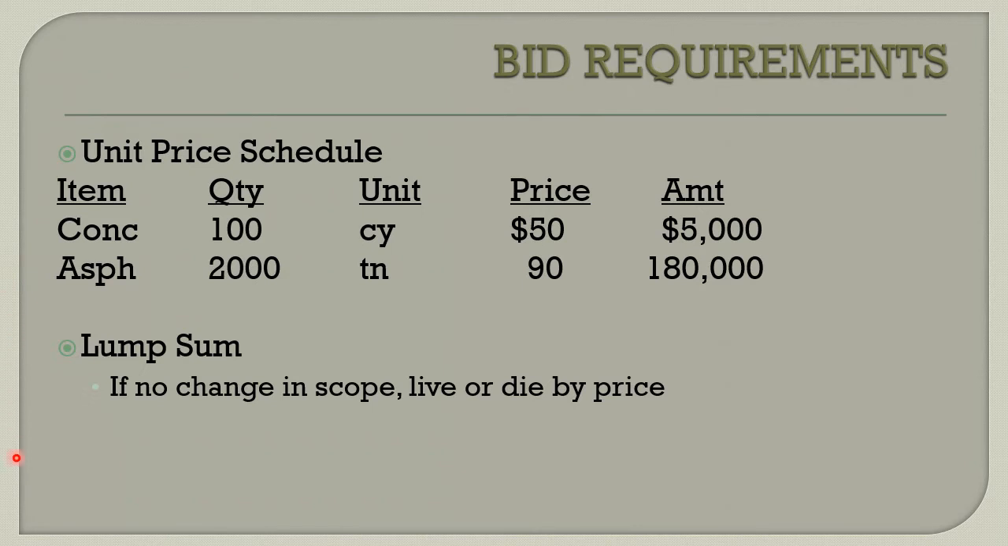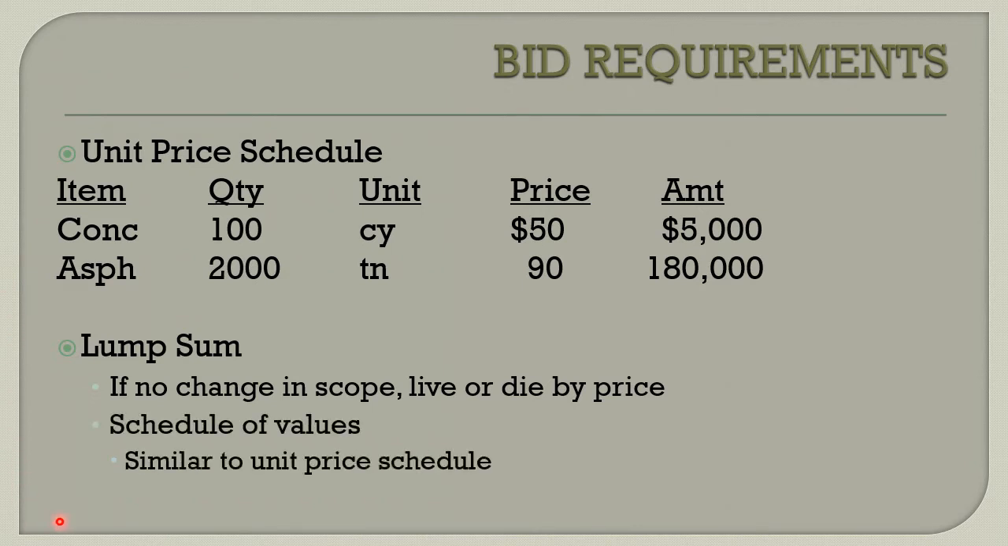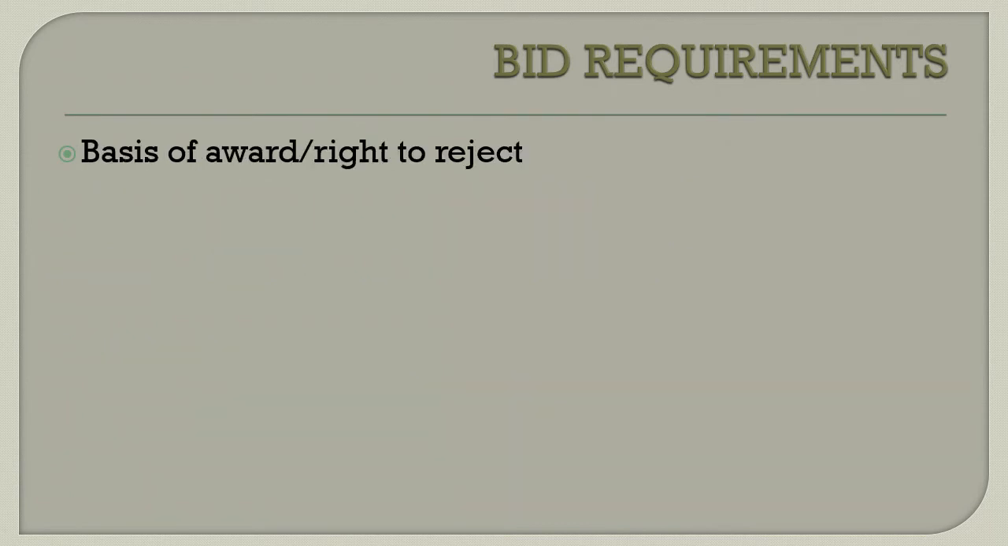In lump sum contracts, sometimes they do ask for a schedule of values that's similar to the unit price schedule, in which you break down your lump sum price by various components, so it becomes easier to measure how much you should be paid on a progress schedule.